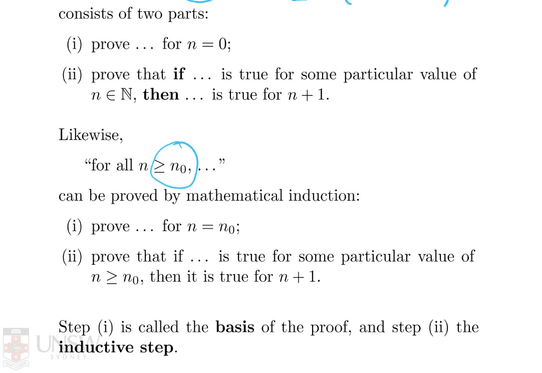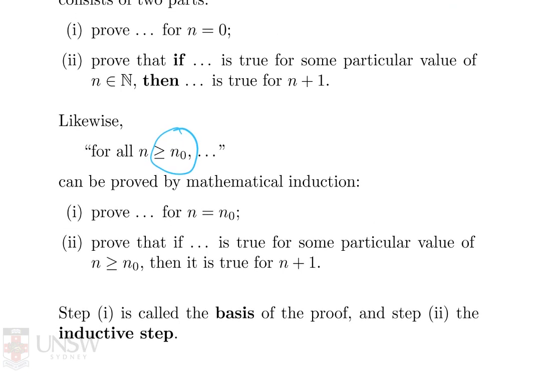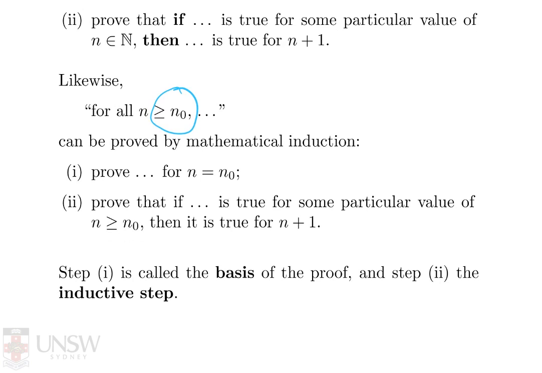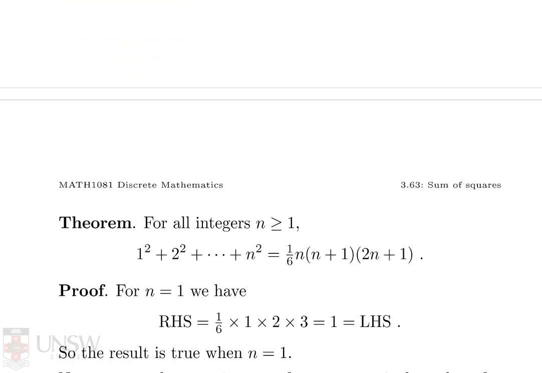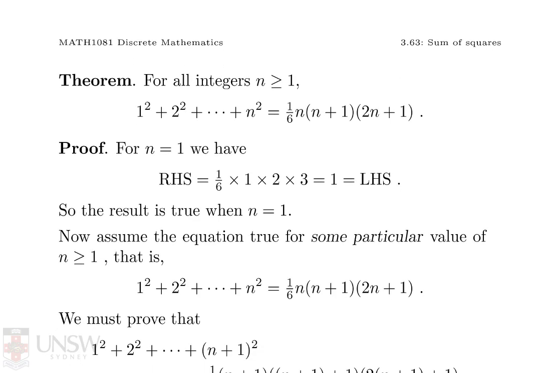Whichever way you do it, whether it's this first format or the second format, step 1 is called the basis of the proof, and step 2 is called the inductive step. Let's do an example. And this also, if you see anything about induction anywhere, this will be pretty much the first example you see. So let's do this one. I will try and do some less common examples later on.